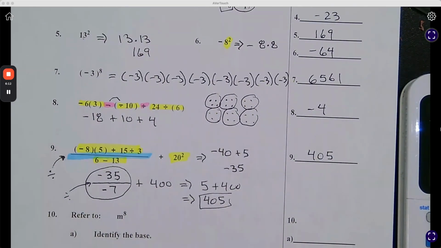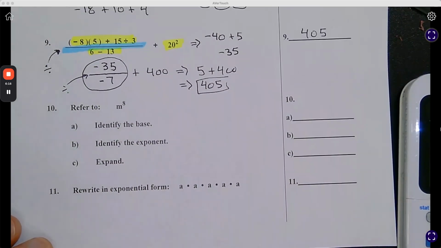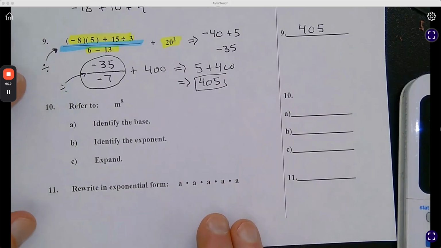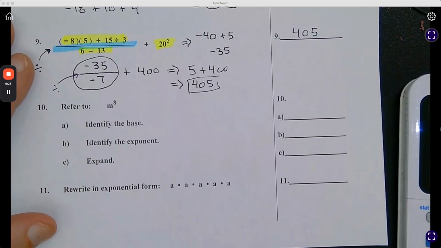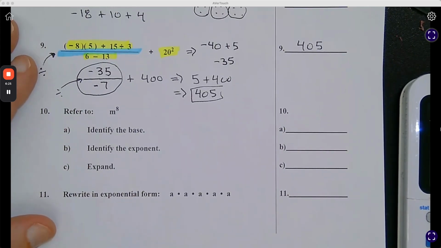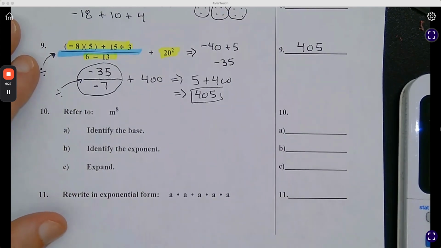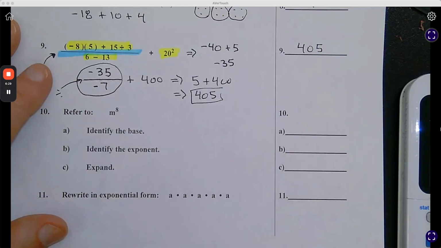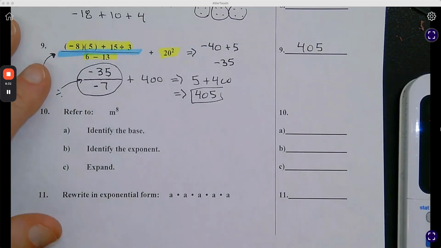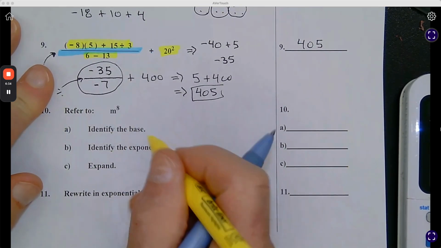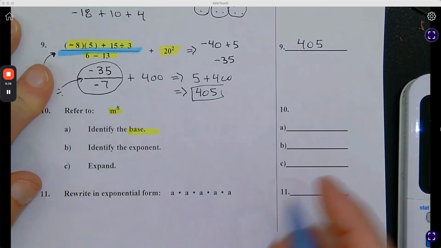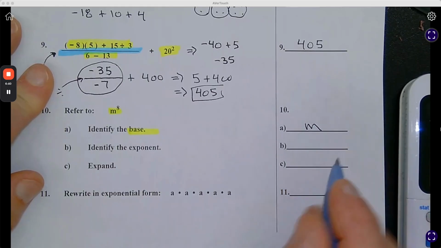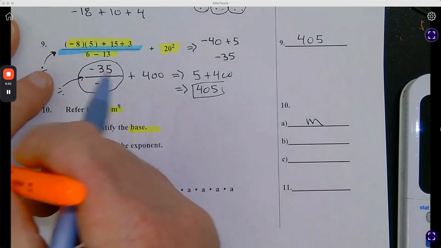Okay, refer to m to the 8th power. This is a nice exercise in identifying parts of a term and more an exponential term, right? Okay, so the base. The base is what's being raised to the power. So the base of m to the 8th is, what do you think, kiddos? M, let's go. Yell it loud and proud. M.